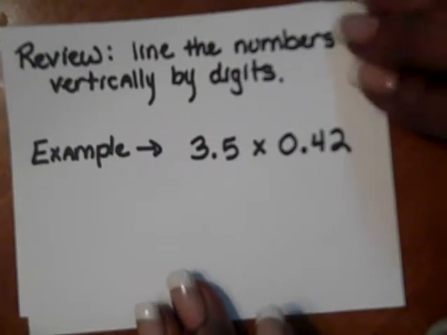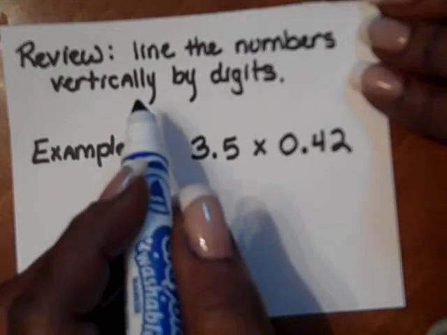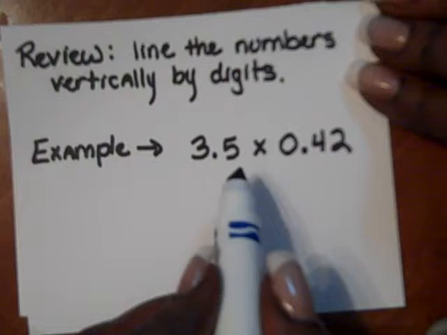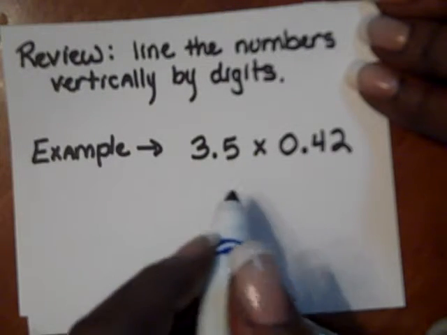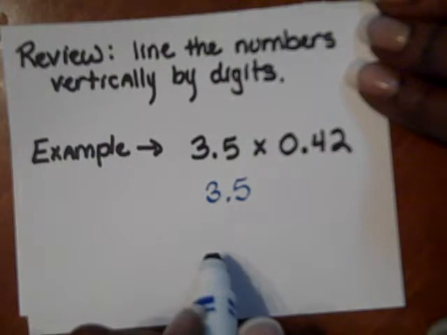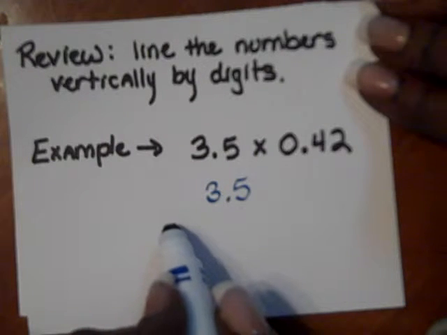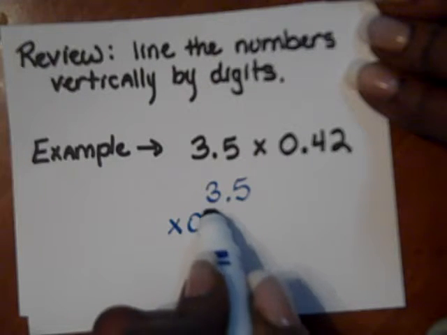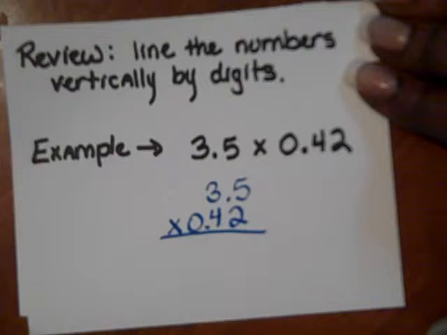Just to review real quickly, hopefully we remember that when we are multiplying decimals, you will still line the problem up vertically, but this time it's not by the decimal point, but more by the digits. What I mean by that is, for example, I will put the 0.35 or 3.5 first, and under that I can just put multiply by 0.42.